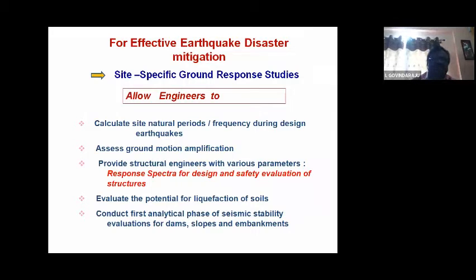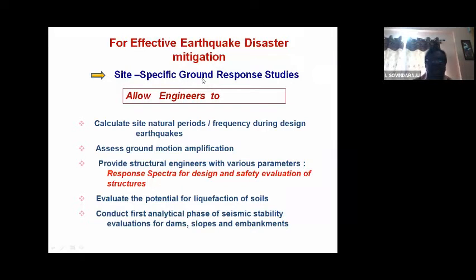But one of the prime importances for earthquake disaster mitigation is the order of the day: site specific ground response studies. That is very, very important. If you have site specific ground response analysis or studies in a particular area, then only is it possible for us to develop effective earthquake disaster mitigation strategies.